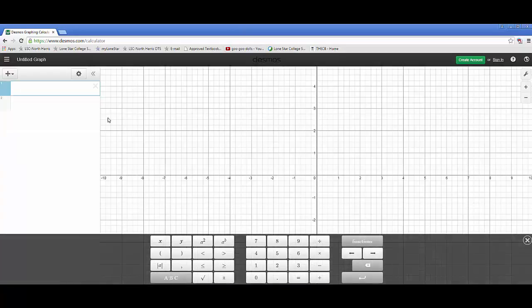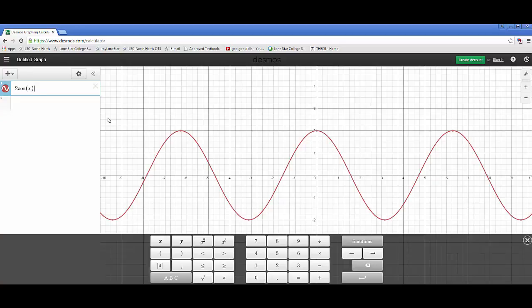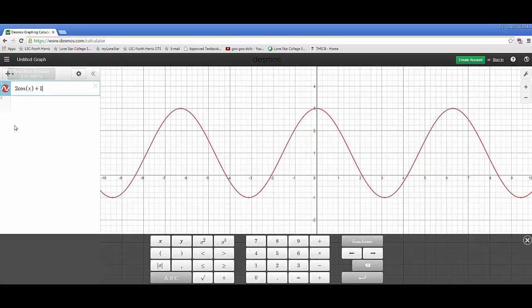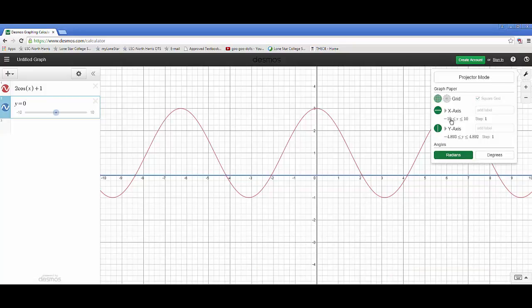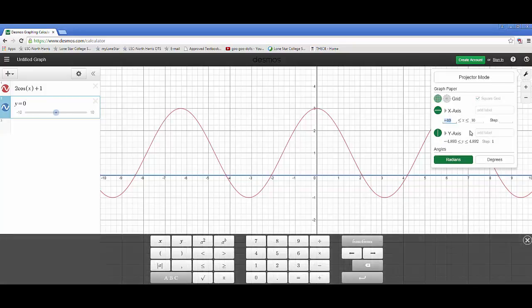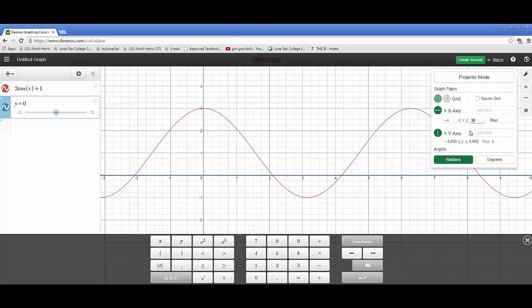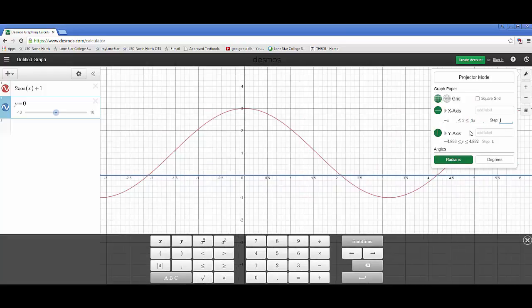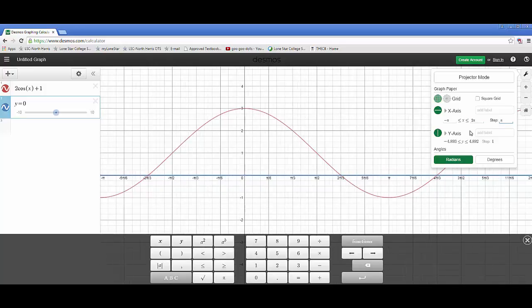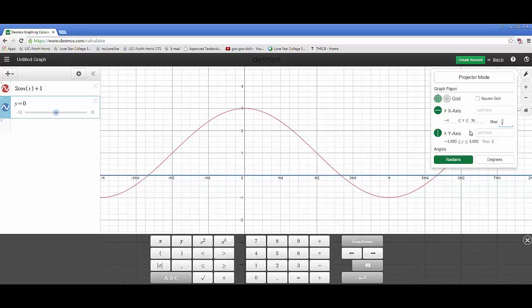So the equation was 2 cosine of theta, but use x here, plus 1. And we want to know when that is equal to 0. And we wanted an interval from negative pi to 2 pi. It doesn't really matter what I do for my steps here, but I'll do pi over 4.